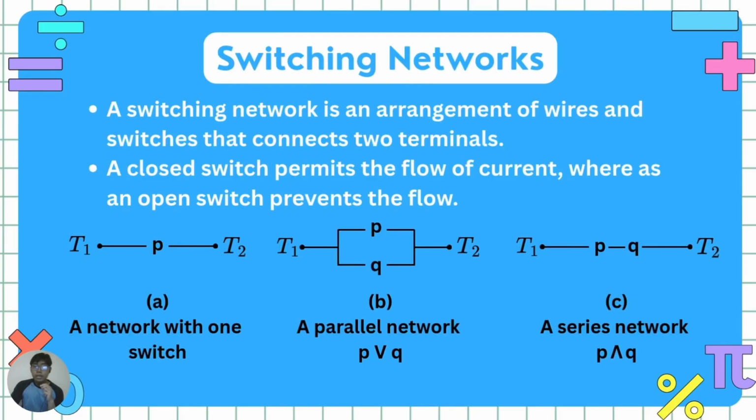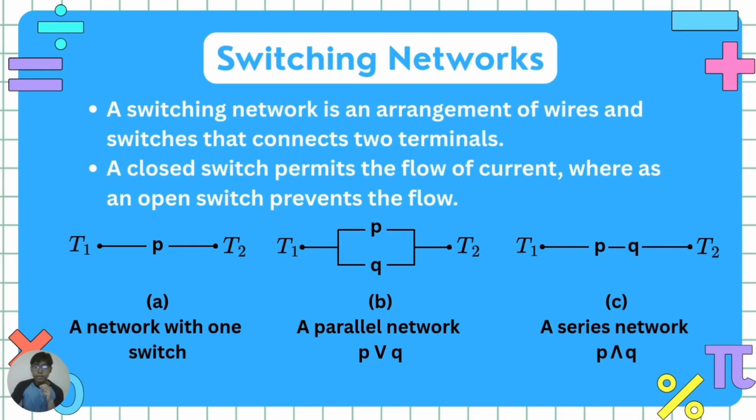To visualize this, let's look at the three primary configurations on this slide. This diagram shows us exactly how the parallel and series networks work in the real world. The single switch in diagram A is our basic building block. It's a direct connection between terminal 1 and terminal 2 controlled by one switch, which we will call P. In logic, this is just the statement P. There are no complications here. If P is closed, the light turns on. If P is open, it stays dark. It is the simplest representation of a single proposition.